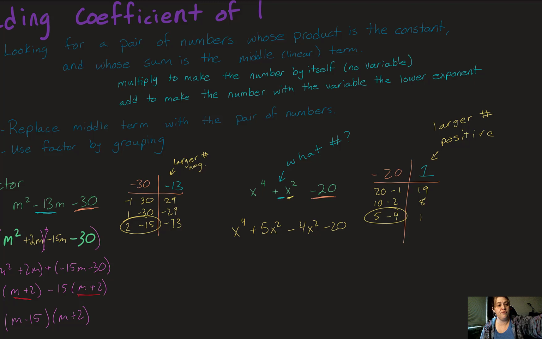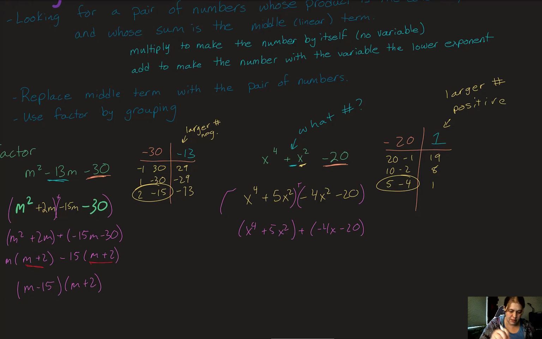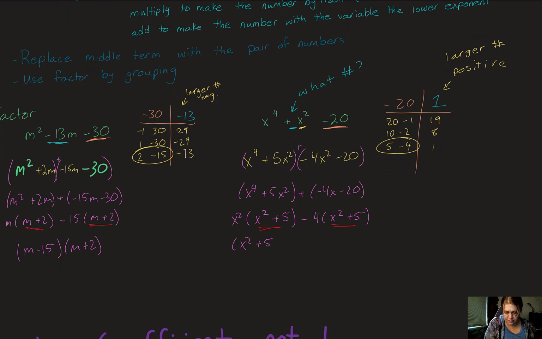And we're still going to go through factor by grouping. Same process as before. We're going to use parentheses with a plus sign. So x to the 4th plus 5x squared plus negative 4x squared minus 20. And now we're going to go looking for our GCF. So x squared. This would leave x squared plus 5. And then this is minus 4, and this would be x squared plus 5. Are those things the same? Yes, they are. So that leaves me with x squared plus 5.